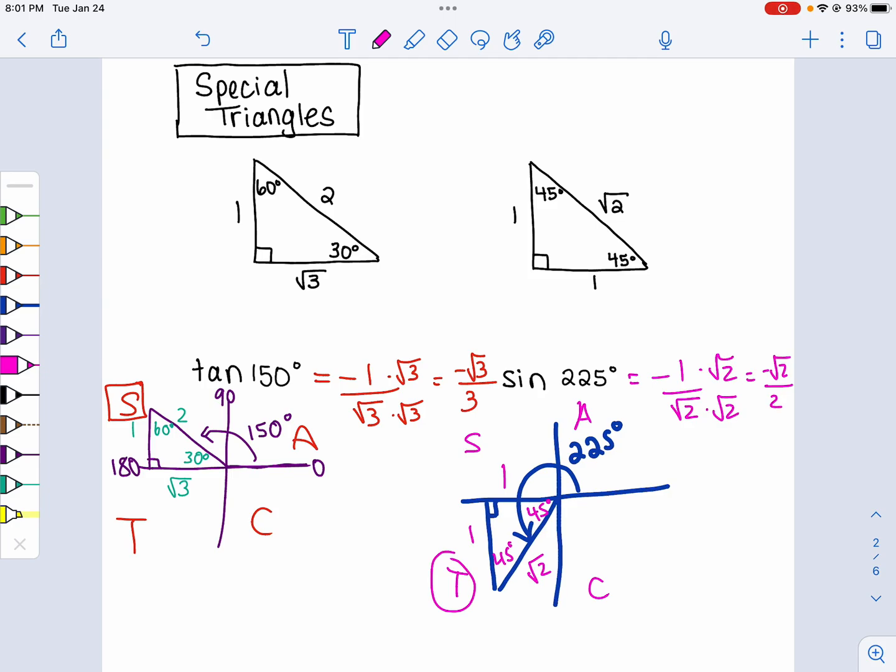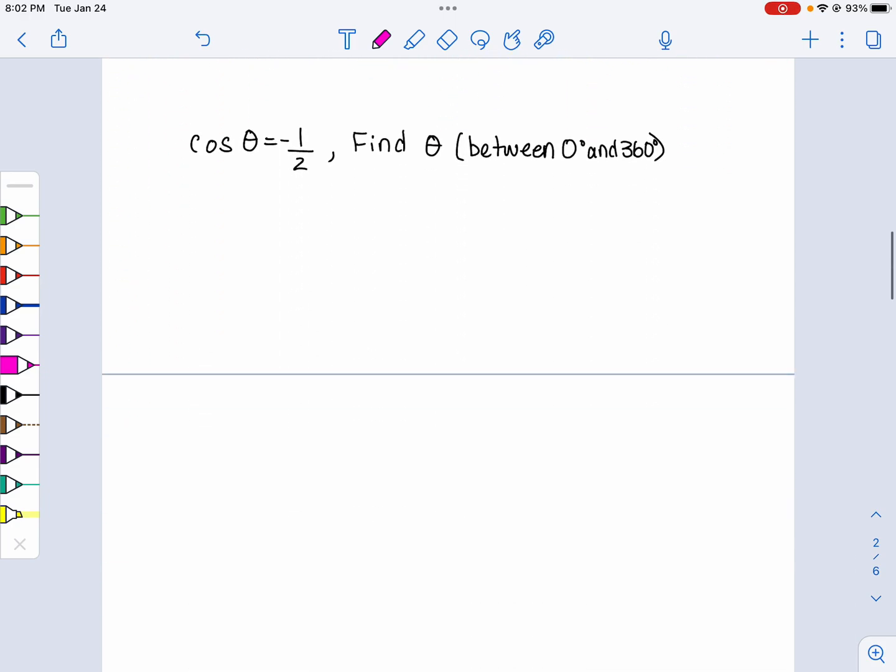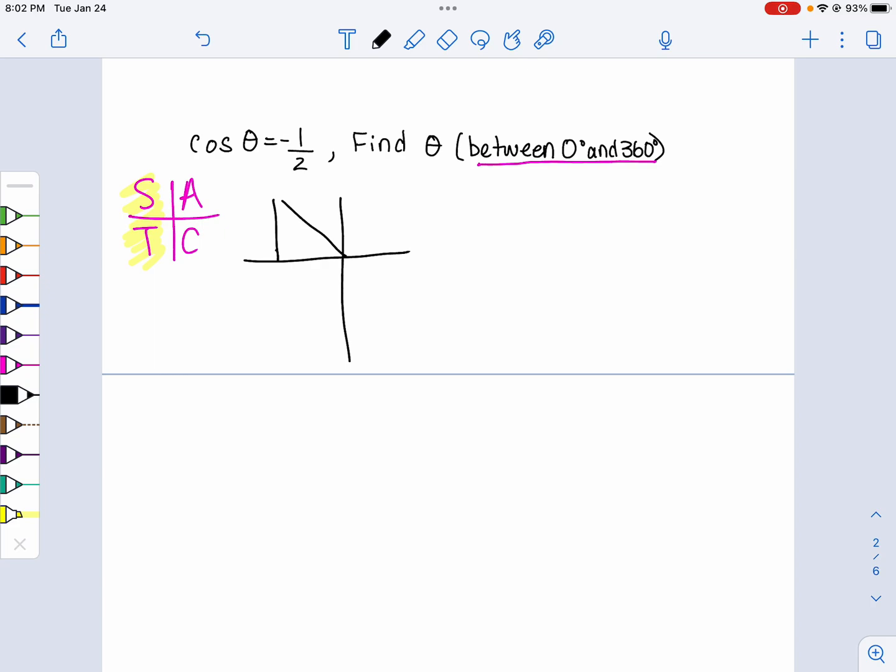So that's special triangles. I can also work backwards. So if I know that cos of some angle is negative 1/2 and I want to find theta, I can do that. And I usually would give you a domain for that, because there's going to be an infinite number of answers for this. So if we're just talking between 0 and 360, according to the CAST rule, cos is only negative in these two quadrants. So I'm going to have two different answers. So let's just talk about this quadrant right now.